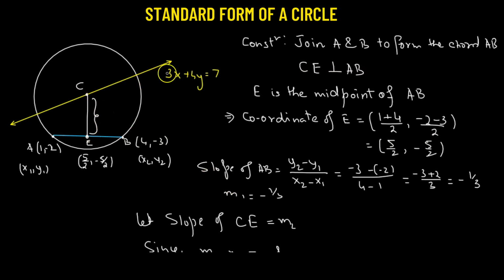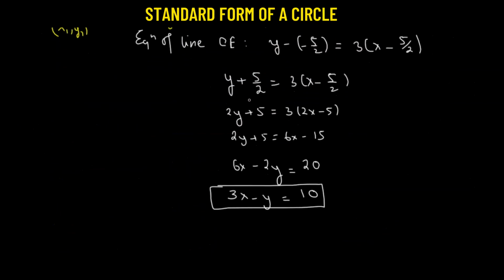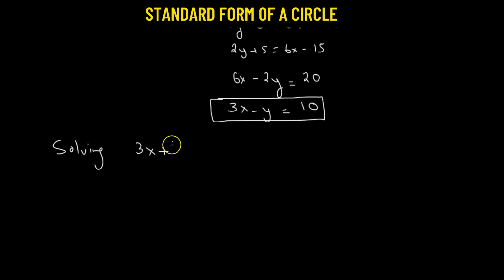We also have the equation of the line that passes through the center. If we solve these two equations, we're going to get the coordinate of the intersection point, which gives us the coordinate of the center of the circle. So let's use 3x plus 4y equals 7. Let's label this as equation number 1. And we have 3x minus y equals 10. We'll label this as equation number 2.